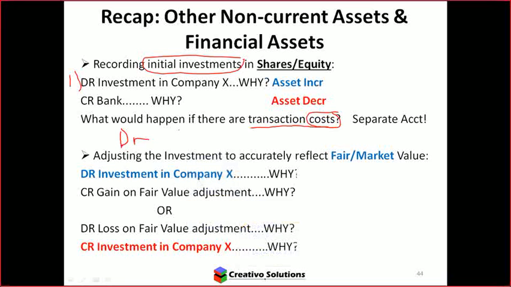Let's call it transaction cost or share purchase expenses. It doesn't matter what we call it. You'll have to refer to the trial balance to identify what they're using. Okay, so share purchase expenses, and then credit bank. Then we've got adjustments.